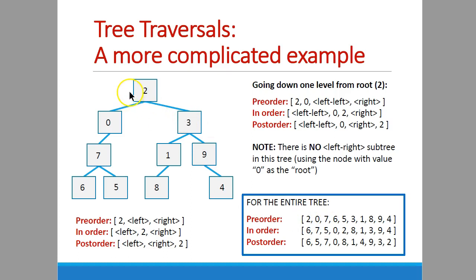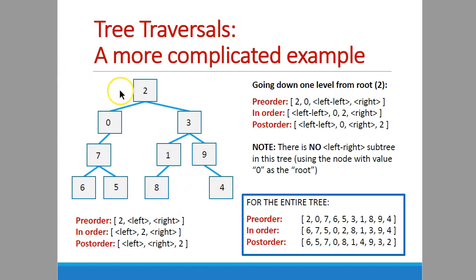So take a look at this example here with the numbers. We're going to go pre-order 2, 0, 7, 6. Then we sail around here, we come to 5. Then we have to sail all the way around to here, and then we are on the left side of this 3. But notice we didn't do 2 yet. Or sorry, we already did 2. So we're going to do 3, and then 1, 8, 9, and 4.